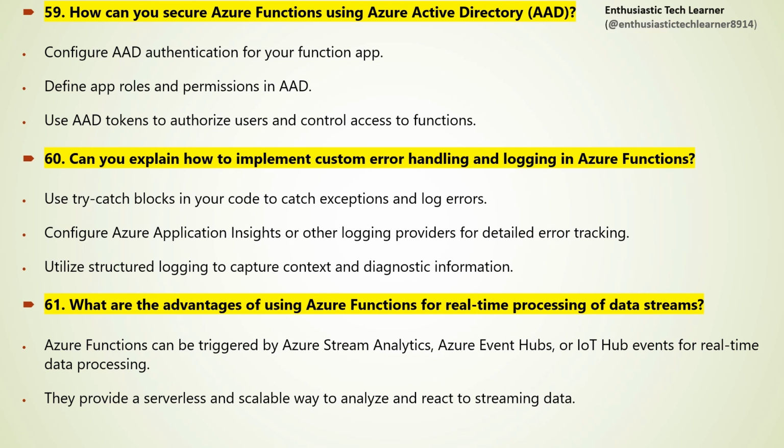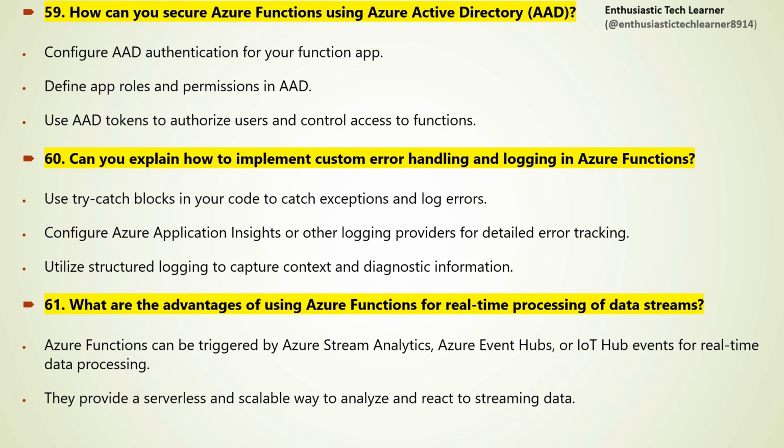Can you explain how to implement custom error handling and logging in Azure Functions? Use try-catch blocks in your code to catch exceptions and log errors. Configure Azure Application Insights or other logging providers for detailed error tracking. Utilize structured logging to capture context and diagnostic information.